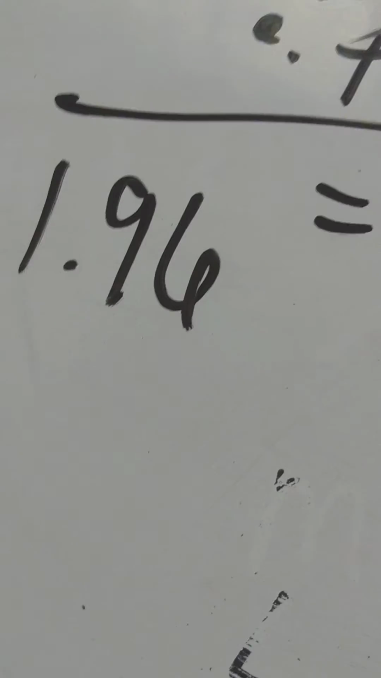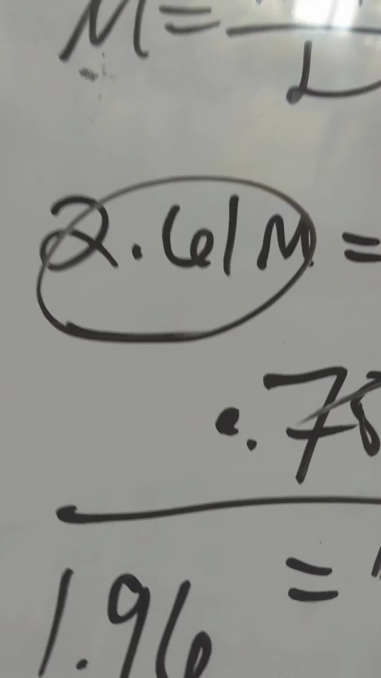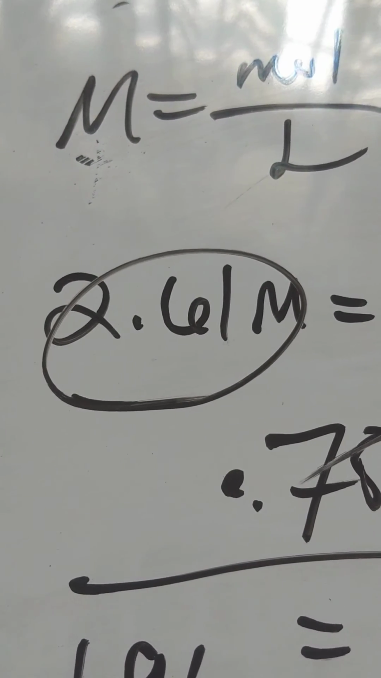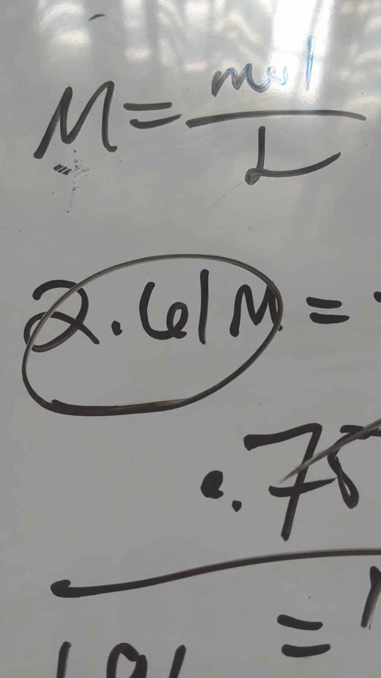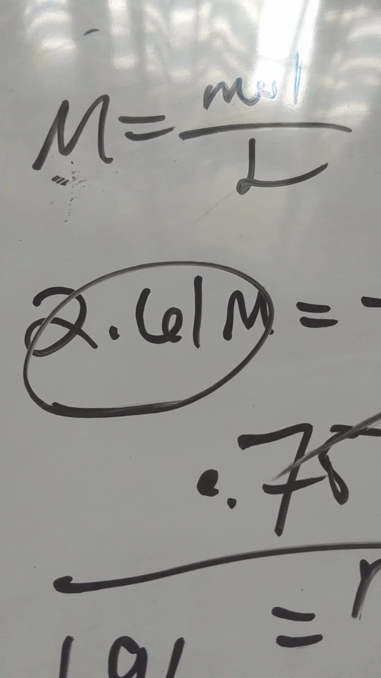So this answer right here is correct. Okay, and that is how you solve for the concentration of a solution in moles times liters to the -1, and also how you check it. Thanks for watching.